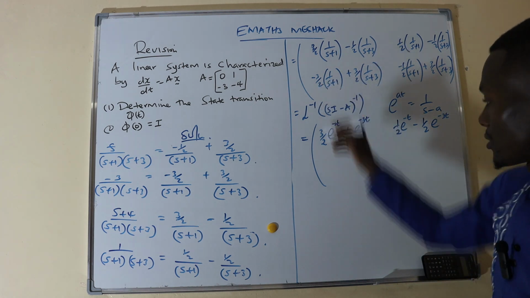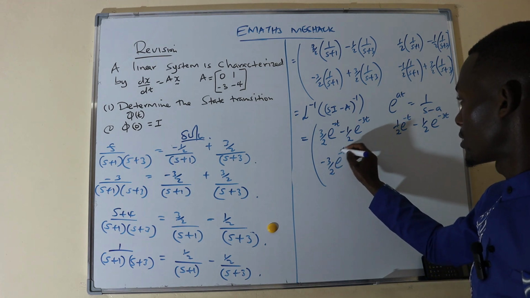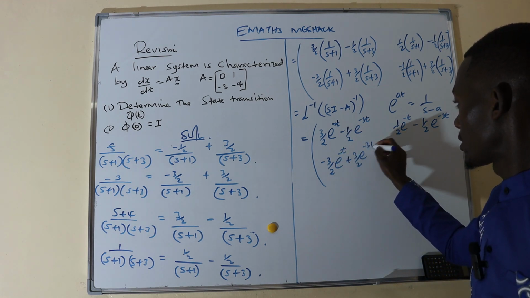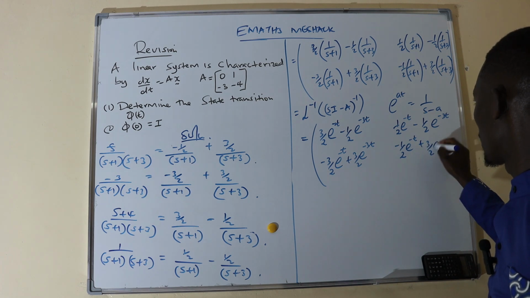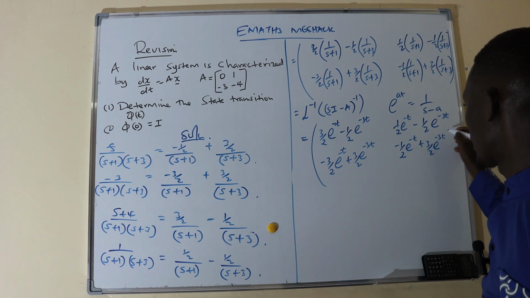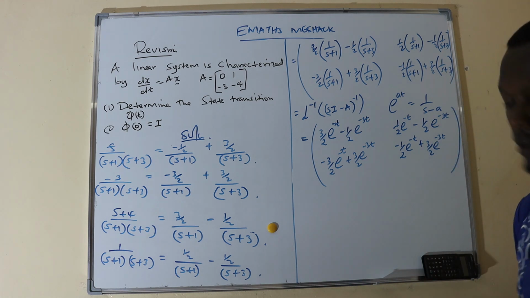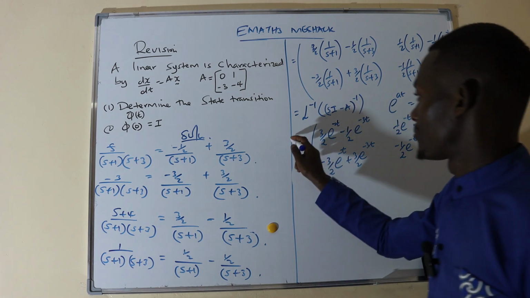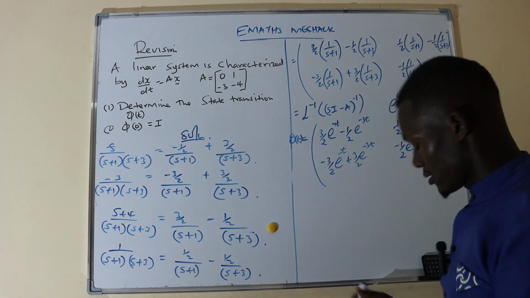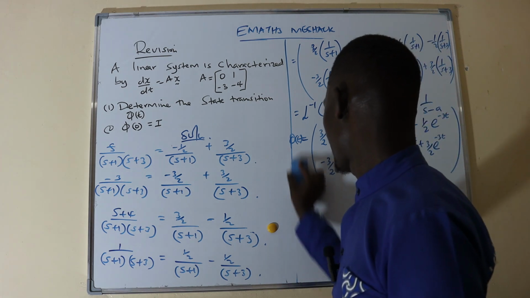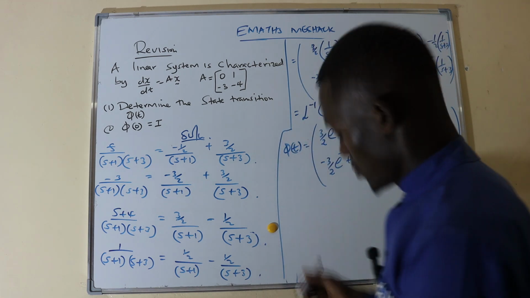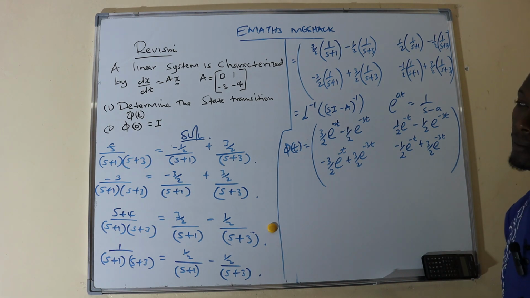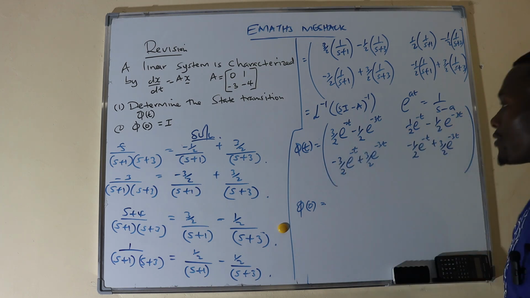Then we come to the other one, negative 3 over 2 exponent negative t plus 3 over 2 exponent negative 3t. Then the other one you have negative a half exponent negative t plus 3 over 2 exponent negative 3t. And that, students, gives us Q(t), and that is the state transition matrix. Q(t) represents the state transition matrix.